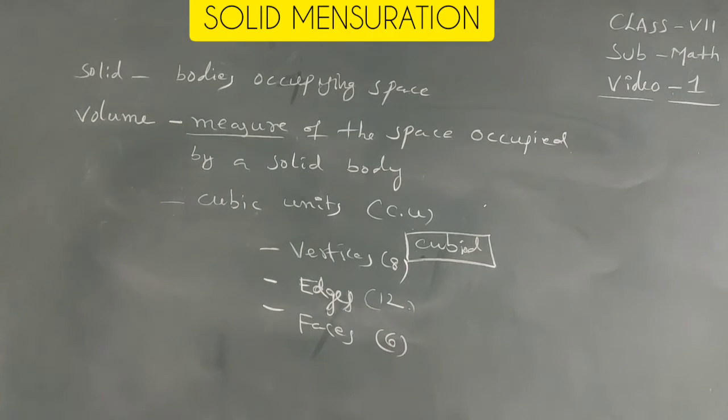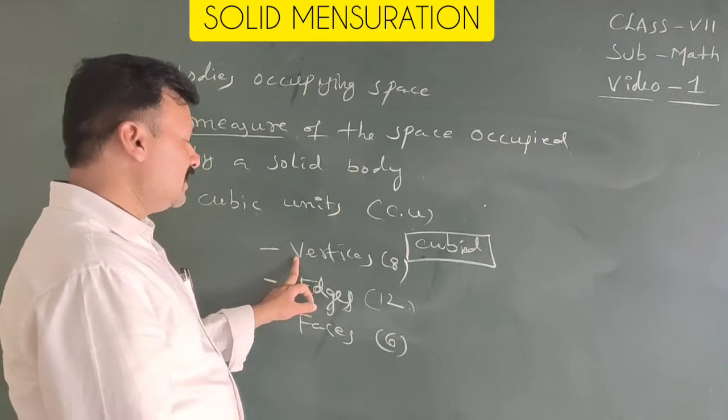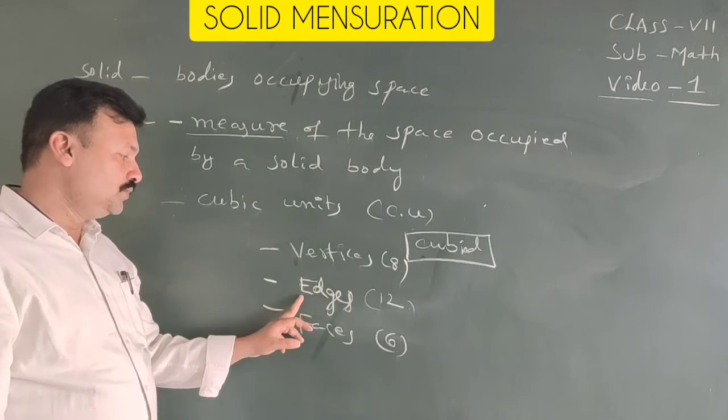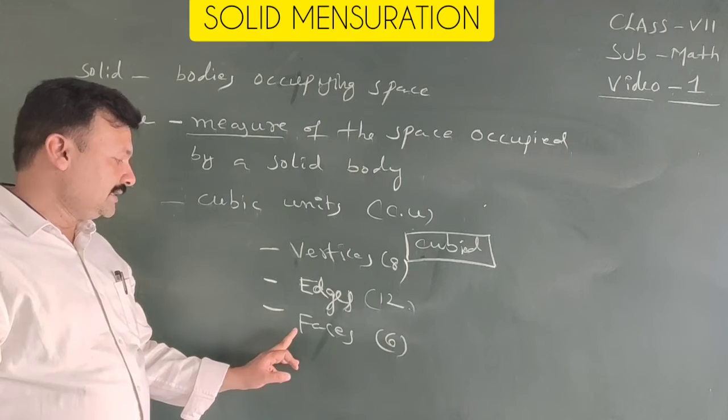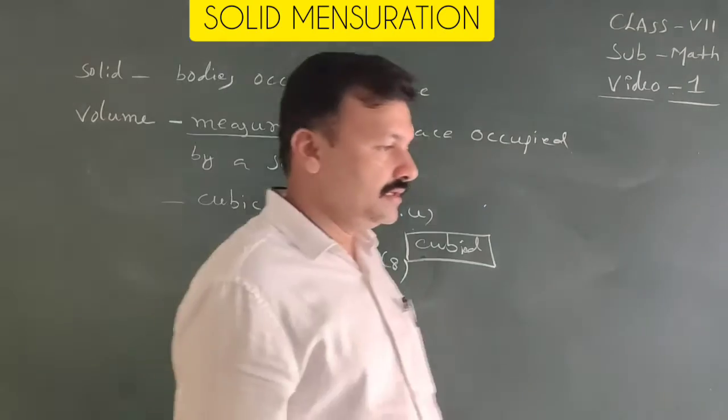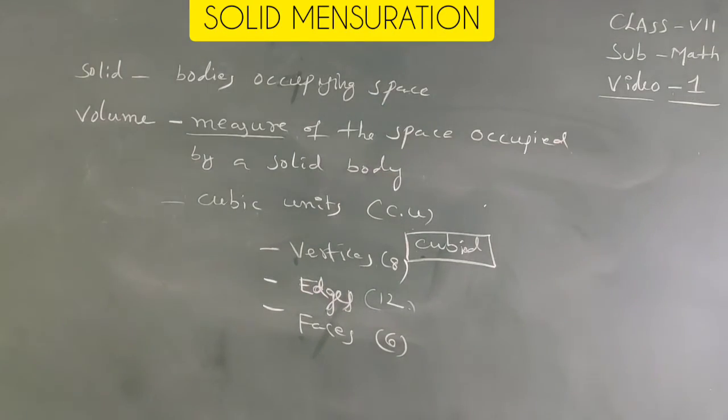A cuboid has 8 vertices, 12 edges, and 6 faces. Understood? A cuboid has 8 vertices, 12 edges, and 6 faces.